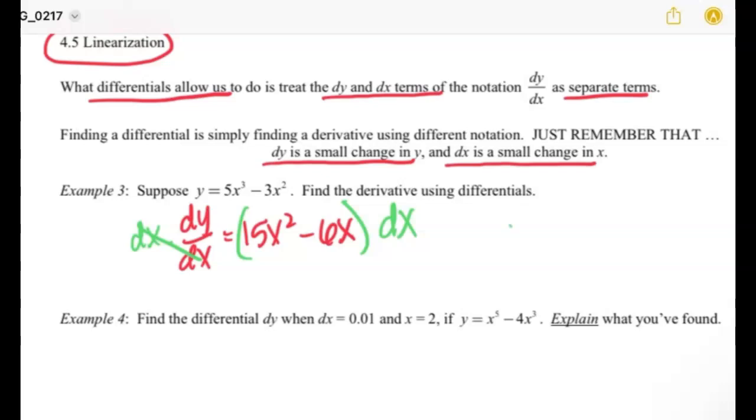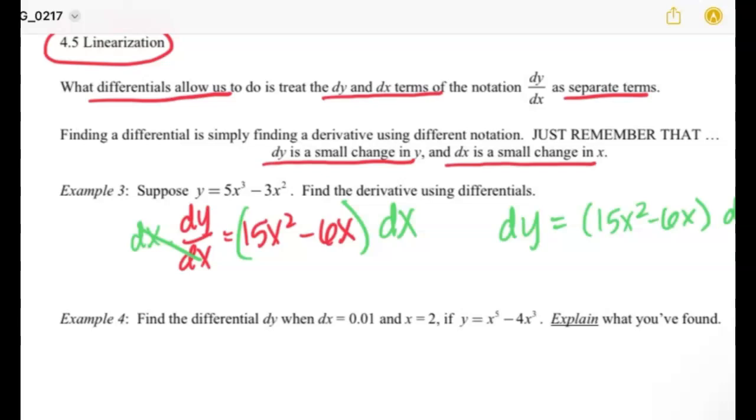So we could actually rewrite this as the change, the specific change in y, is the derivative times the specific change in x. And we can look at them as separate variables. Why might we want to do that?